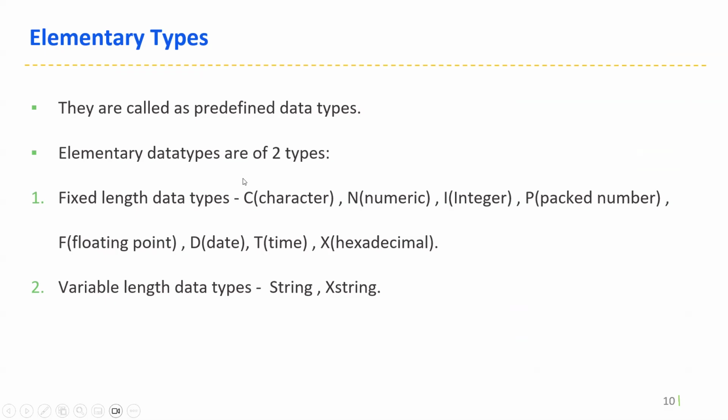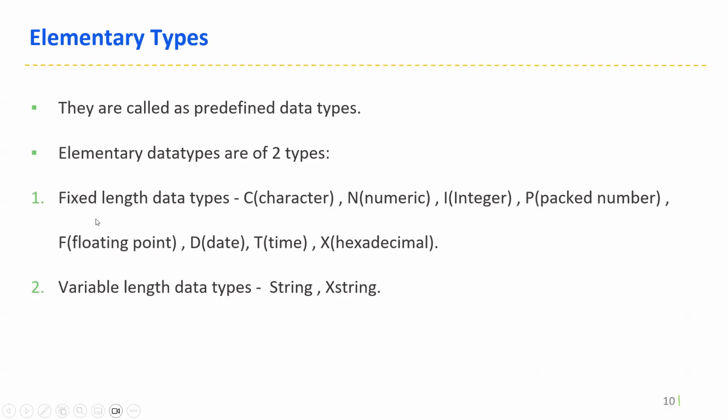Predefined data type is nothing but SAP has already defined these data types in the system. So we no need to define it again. We can make use of it directly. That is nothing but predefined. Predefined means already defined in the system. So elementary data types are also called predefined data types, and this is again categorized into two types: fixed length and variable length.